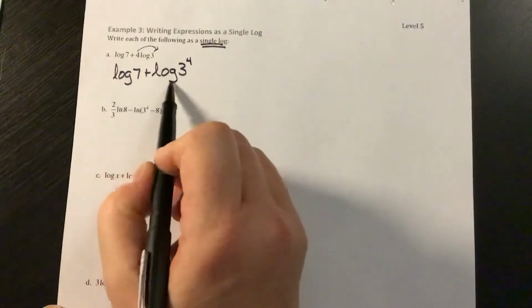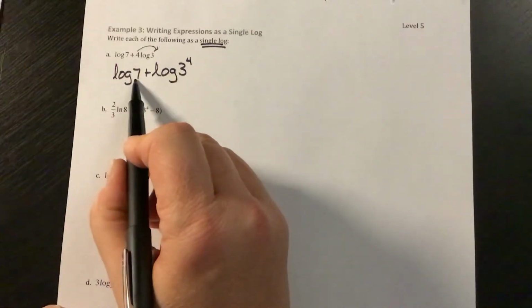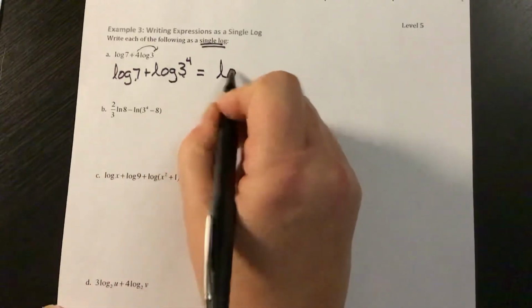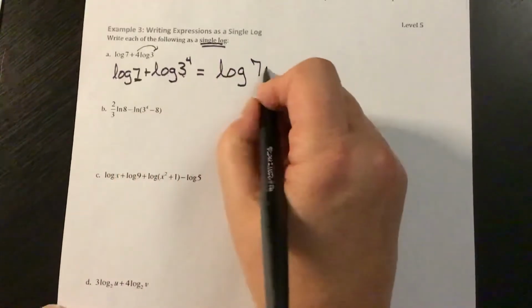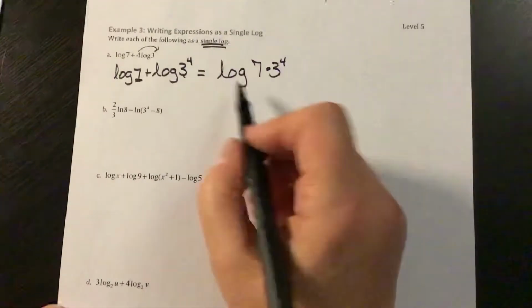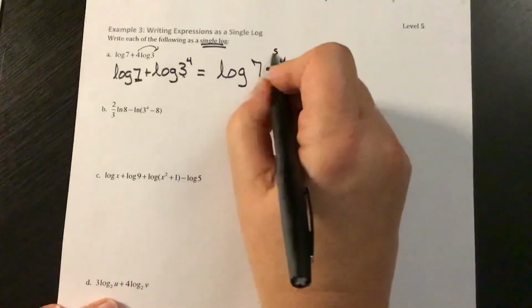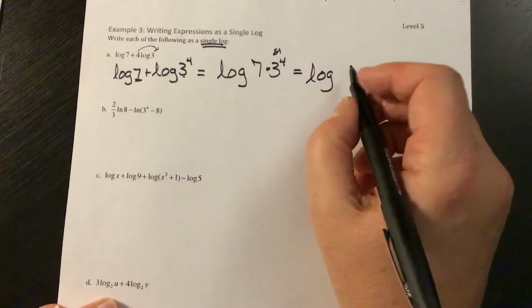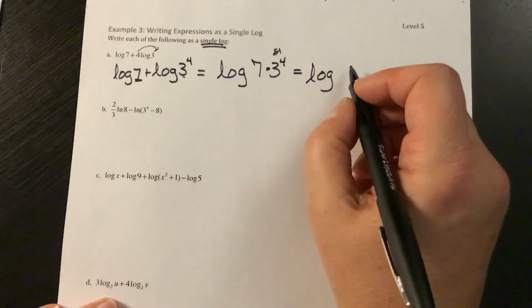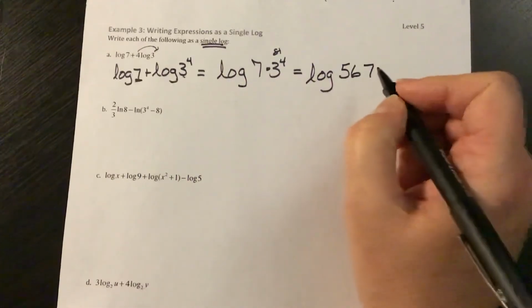So now I have 2 logs. They're both base 10. So I'm going to multiply these numbers together. Write it as a single logarithm. I have a 7 here, and I'm multiplying by 3 to the 4th. Now I can leave it like this, or I can simplify it. I know that 3 to the 4th is 81, and 7 times 81, this is the same thing as log 567, right there.